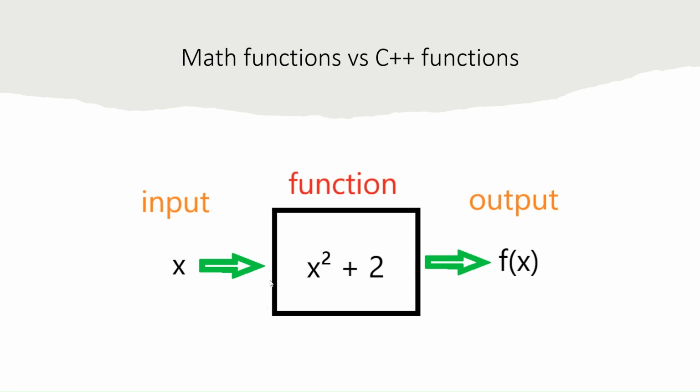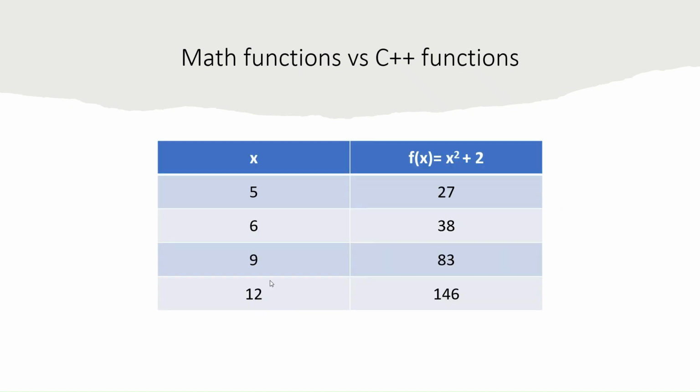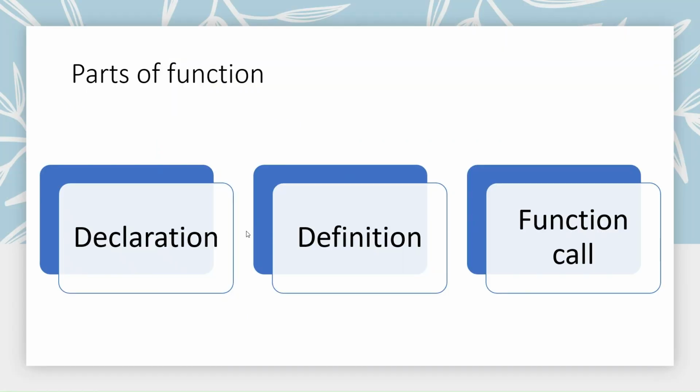Functions in C++ are very similar to functions in math. In a math function you have input that goes into the function and you have output of that function. Let's see how it works for this function: f(x) = x squared plus 2. So when input is 5, the output is 5 squared, which is 25, plus 2 is 27. When input is 6, when x is 6, it is 6 squared, which is 36, plus 2 is 38, and so on. There are three parts of a function: declaration, definition, and function call.